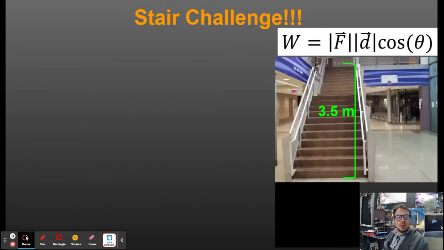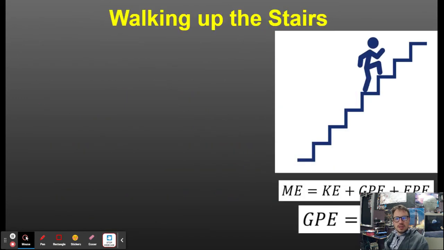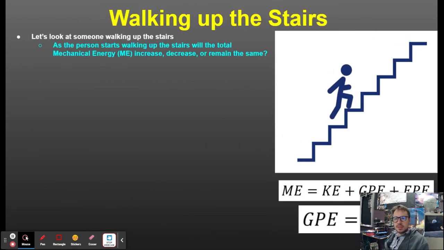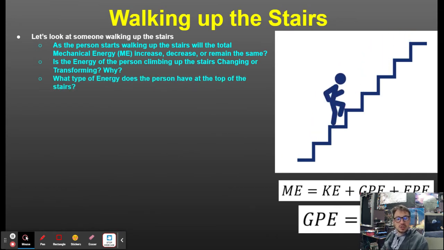So let's get back to who won that stair challenge. I said, calculate the amount of work done to the person in your group by climbing the stairs to a height of 3.5 meters. Well, if we look at that, just think about it this way. Let's look at stairs. As a person is walking up the stairs, the mechanical energy will increase, right? You're increasing the gravitational potential energy. Energy is changing. You're changing that chemical potential energy stored in your body into gravitational potential energy.